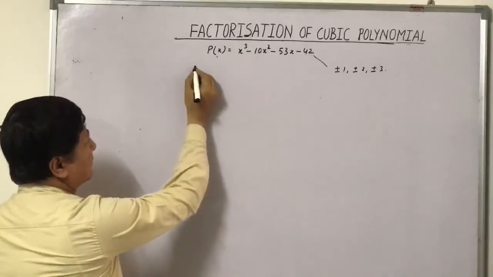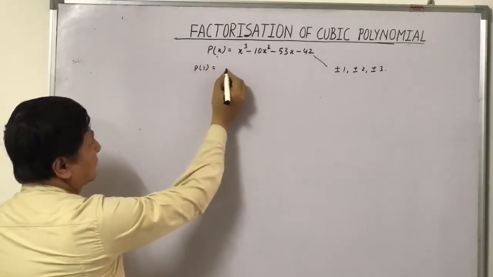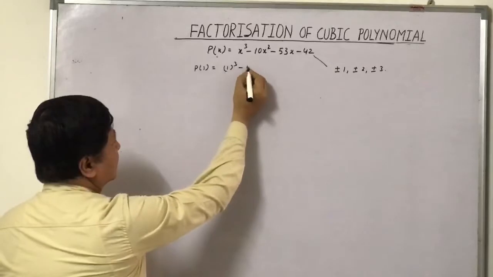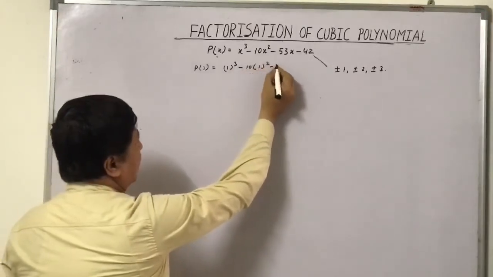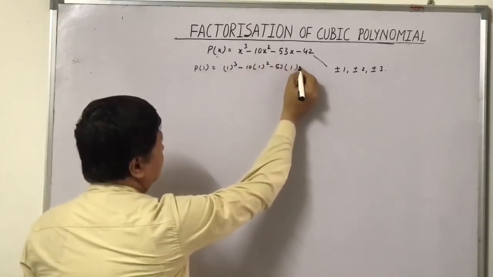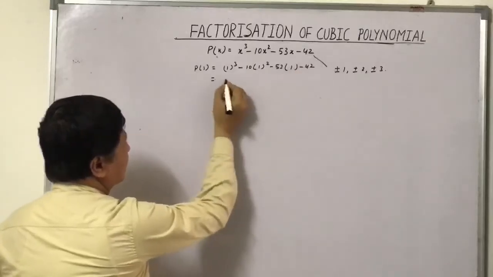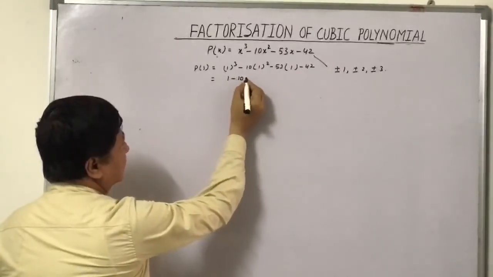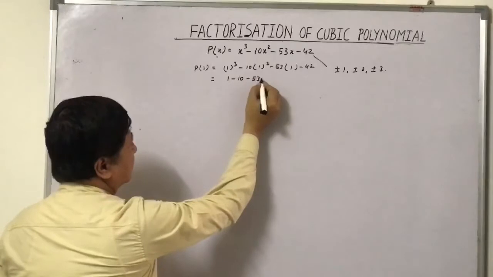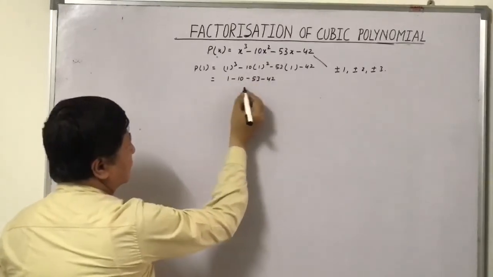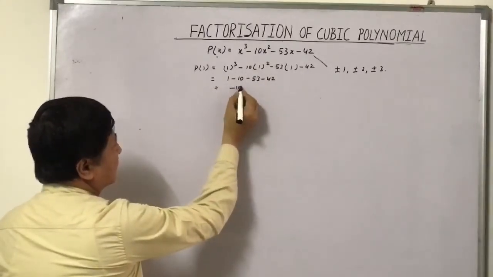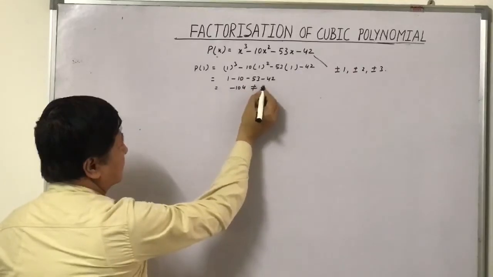So first we will put the value P(1): 1 cube minus 10 into 1 square minus 53 into 1 minus 42. Let's solve it. 1 minus 10 minus 53 minus 42. This will become minus 104, which is not equal to 0.